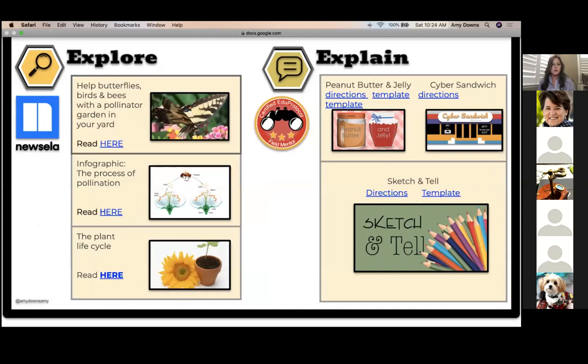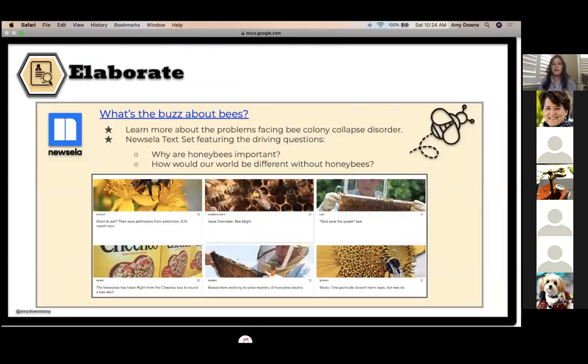Again, here's more articles, adding in infographics, the life cycle of a plant, some writing, places where the kids can write and reflect and collaborate with some digital tools. And then finally, I had come across another tech set, and I'm sure there's many out there. I just happen to use Newsela a lot. And it was "What's the Buzz About Bees?"